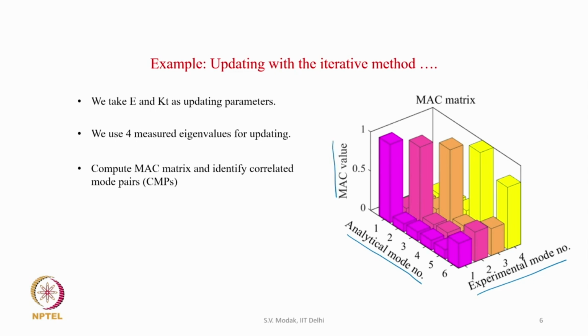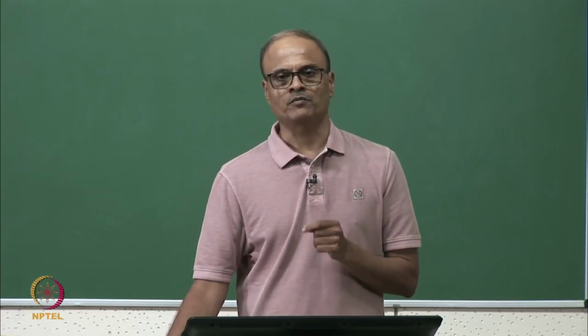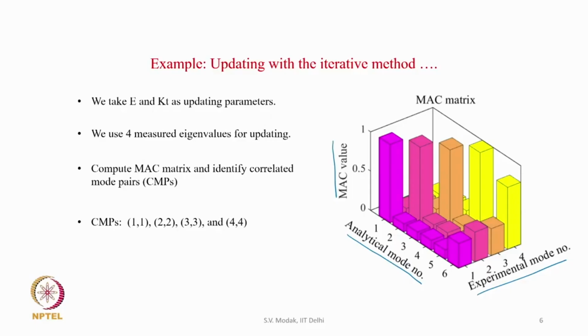Now, from each row of the MAC matrix we see which is the highest value, and then the corresponding modes from the experiment and the FE model are considered as correlated modes. So, from this MAC matrix we get correlated mode pairs, and these correlated mode pairs are found to be 1 1, 2 2, 3 3, 4 4, right, which means the first mode from the FE correlates with the first mode from experiment, second mode from FE correlates with the second mode from experiment, and so on. So, once these correlated mode pairs are established, now we can compare the corresponding eigenvalues.